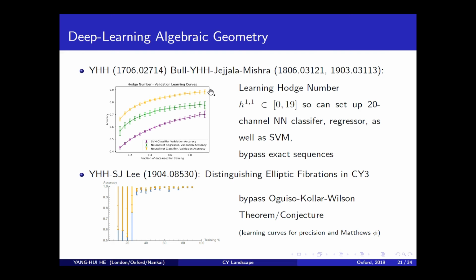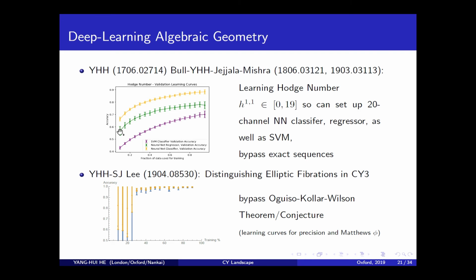So here are just comparisons of neural classifiers, neural regressors, and support vector machines. And you can see that at 40% training, you're already at 80%. The point is that this is without going through that entire machinery of algebraic geometry. Why? I have absolutely no idea. All I know is that you have seen thousands of examples, and then it's really predicting what a Hodge number computation should be doing.